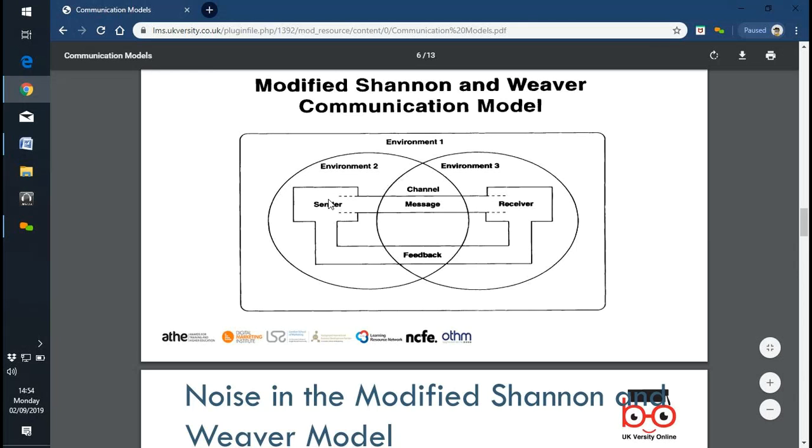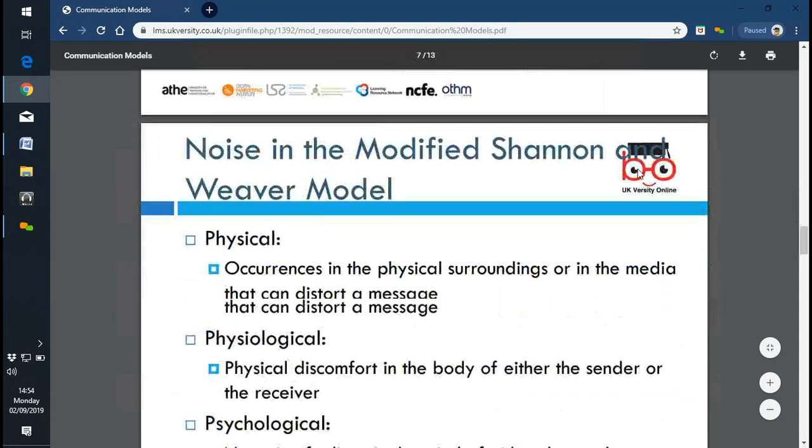A modified one is sender, message, receiver, feedback, back to sender. In other words, two people talking to each other. One sends, gives somebody a message, the receiver receives the message and answers it, basically. It can be in the next office, the next country, or the other side of the world, but the process is exactly the same.